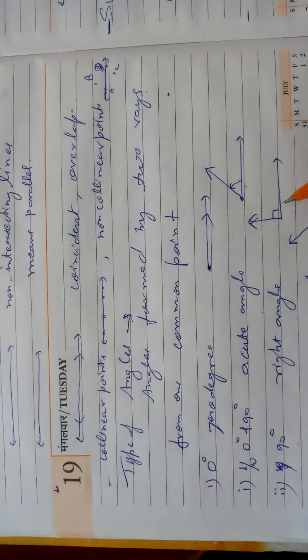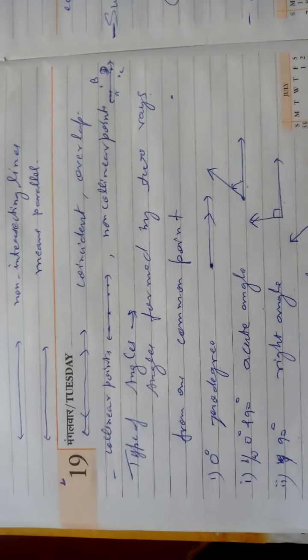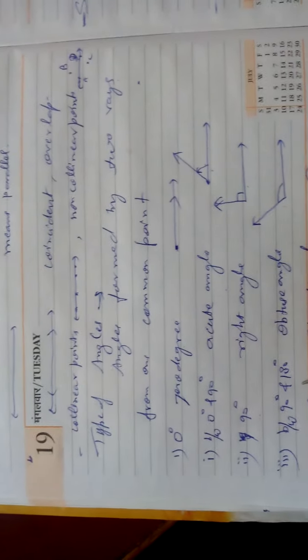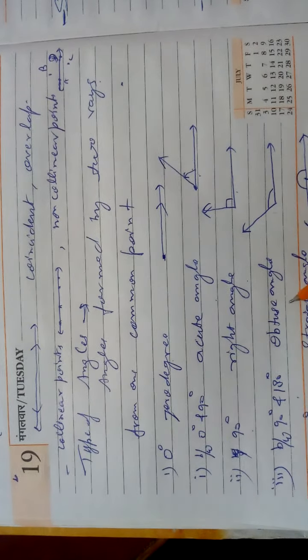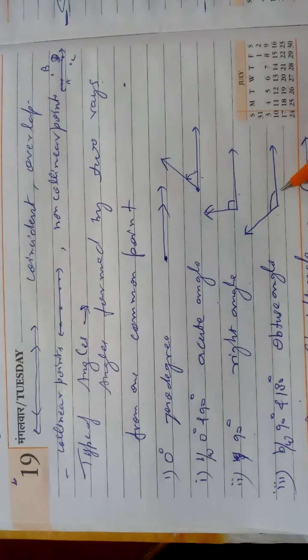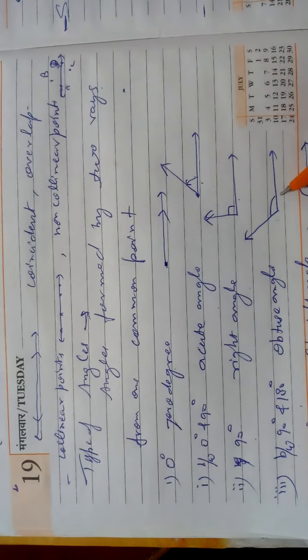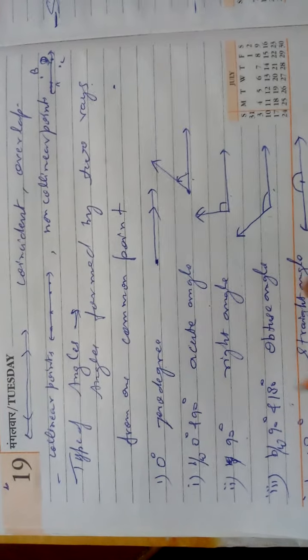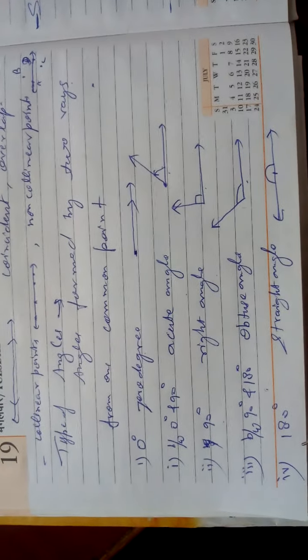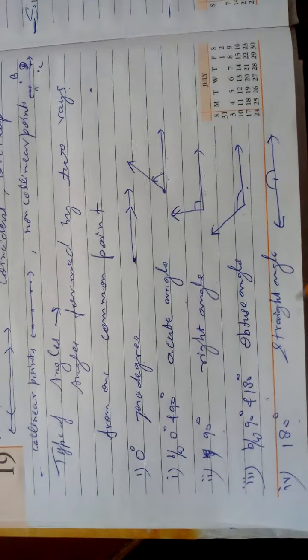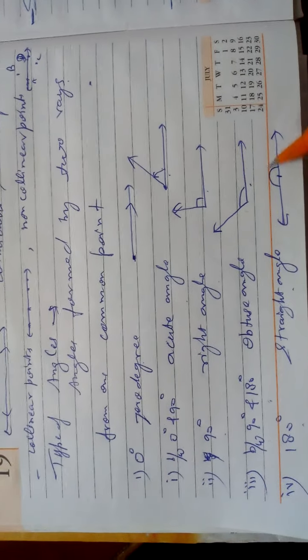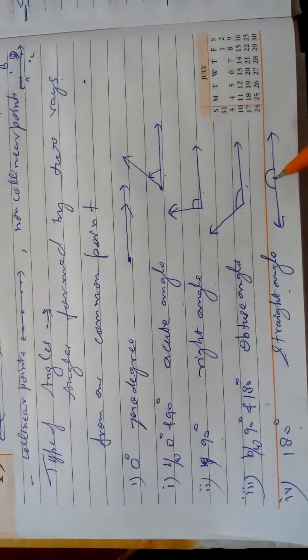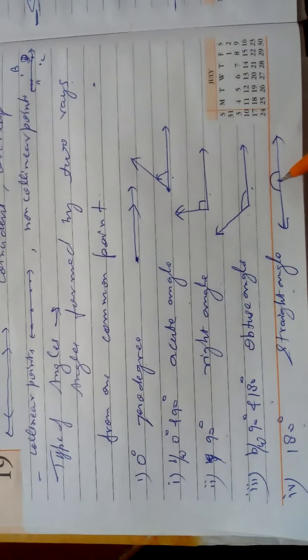90 degree is called the right angle. The right angle symbol is this. Between 90 degree and 180 degree is an obtuse angle, whose symbol is like this. Till 179 degree it is obtuse, between 91 and 179. The fourth one is 180 degree, which is called a straight angle. All the angles you are seeing here at this point form a straight angle.